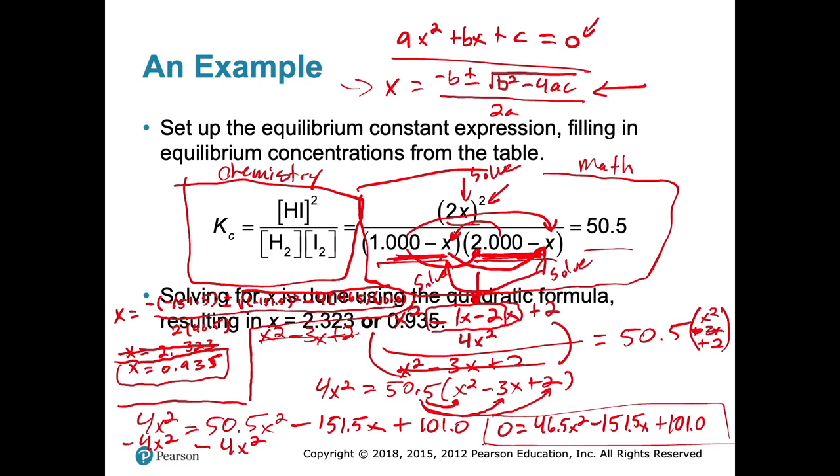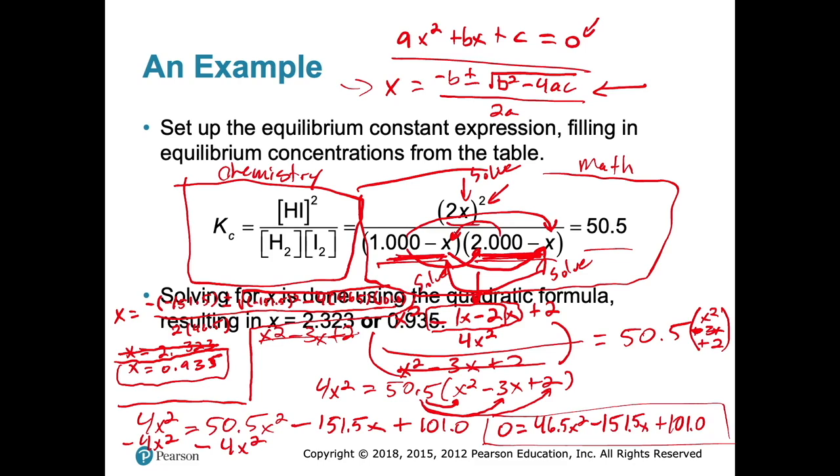Okay? Think about this, right? In math, they just give you numbers and you just figure things out. But in chemistry, it's about problem solving, right? So you've got to use your common sense and figure out what's not possible and what is possible, right? It's not possible to subtract 2.323 molar from 1 molar or from 2 molar. But it is possible to do what? Subtract 0.935 molar from 1 molar or 2 molar. Does that make sense? You've got to think about this in chemistry terms, okay?